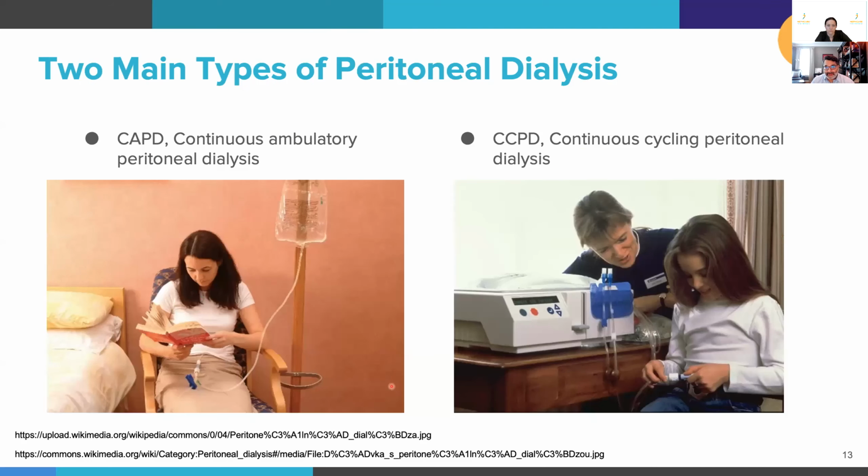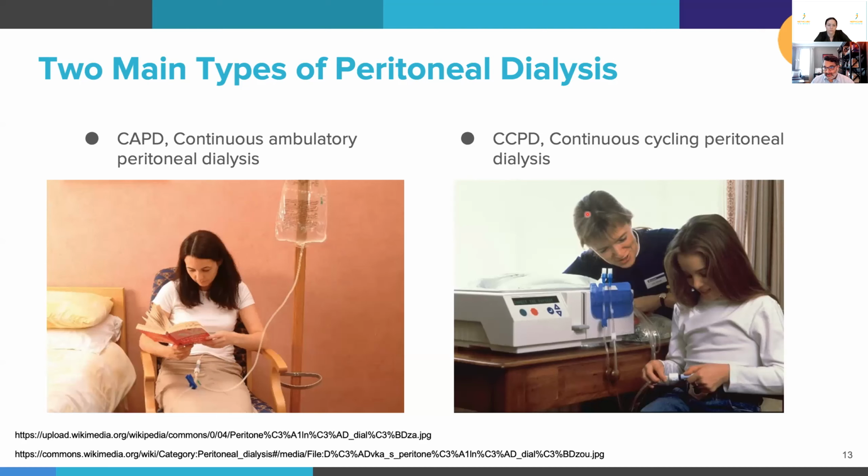This can be done in two different ways. So there's something called continuous ambulatory peritoneal dialysis. And you can see that this is relatively simple to do, if you will. It doesn't require a lot of technology. We're able to do this in very rural parts of the world where there isn't necessarily electricity. As long as you have a bag of dialysate and sterile tubing and a place to hang that bag, you can drain fluid in and drain fluid out.